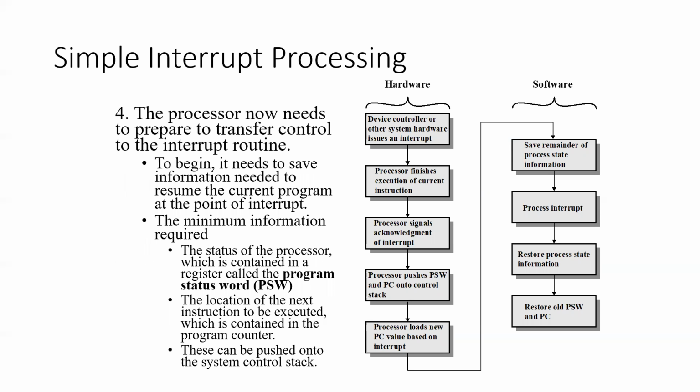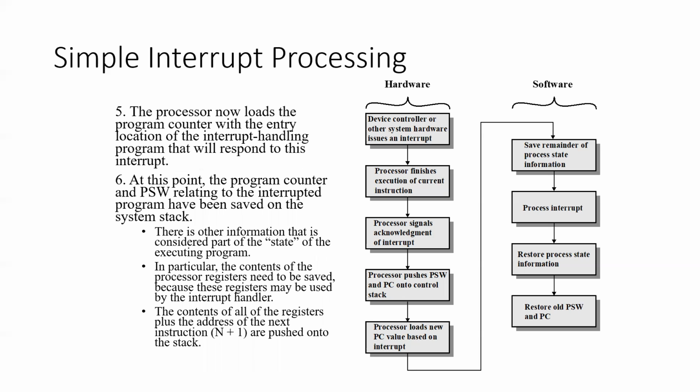Next, it pushes the program status word and the program counter onto the control stack, because it needs to transfer control to the interrupt routine. So it needs to save where it's at before it goes about dealing with that interrupt. So what is it I'm doing? I'm going to put that aside, write it down, the program status word and the program counter, in my stack so that I know what the next instruction to be executed was, what I was doing before I was interrupted.